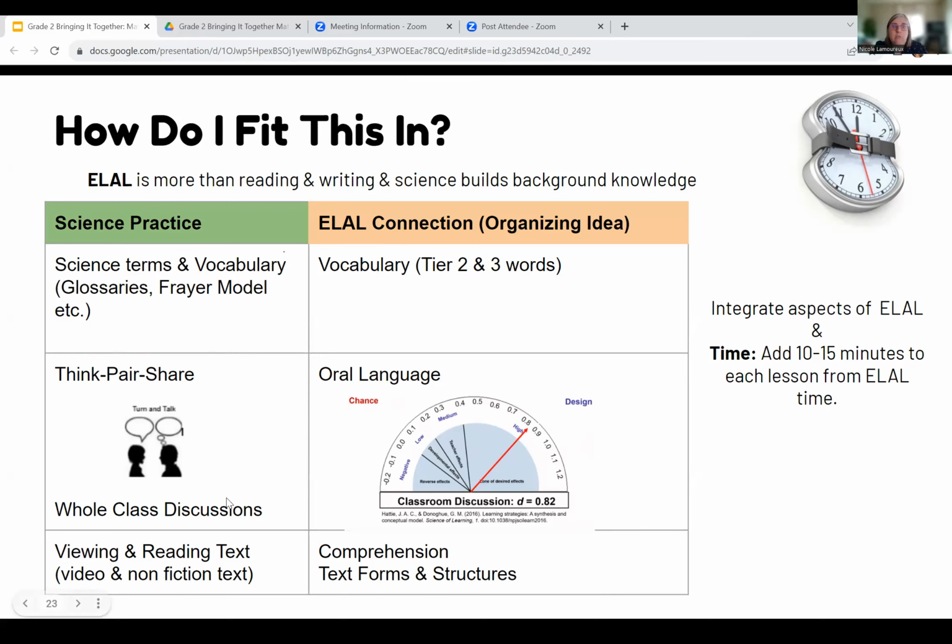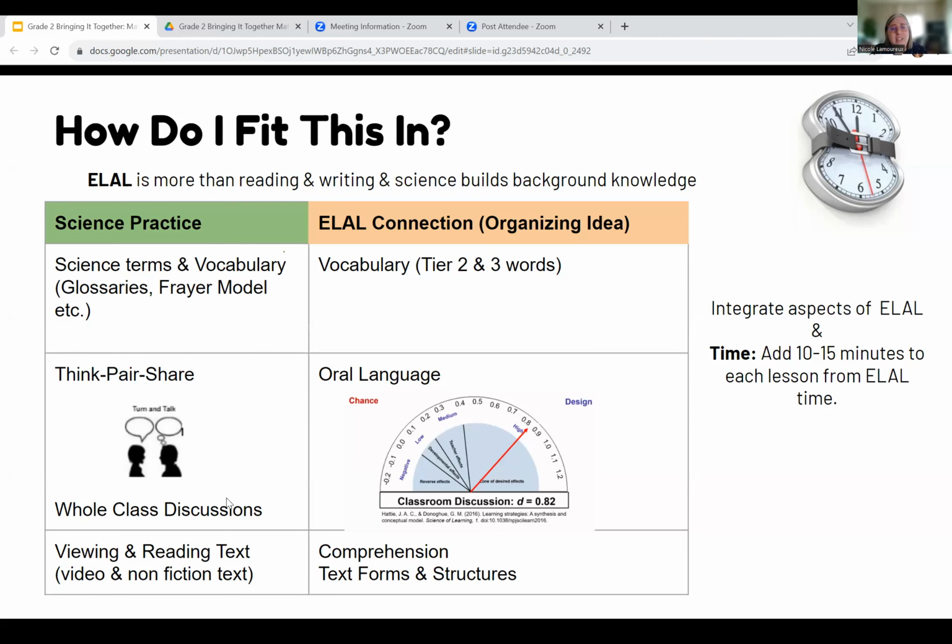You're going to see students processing. Are their minds on? Are they engaged? There's a lot of oral language happening. That shows, from Hattie's meta-analysis, a significant impact of over a year's worth of growth when your students are talking and discussing their ideas. And of course, at certain strategic moments, there will be viewing and reading various texts, video and nonfiction. So comprehension and text forms and structures fit in.